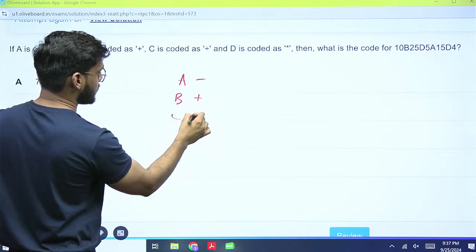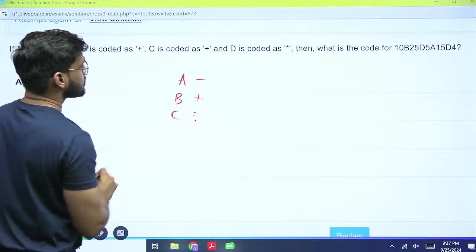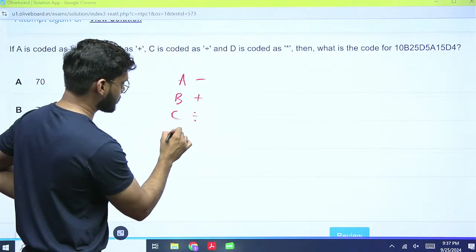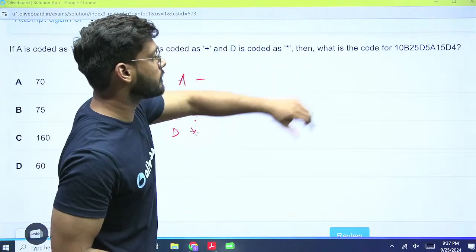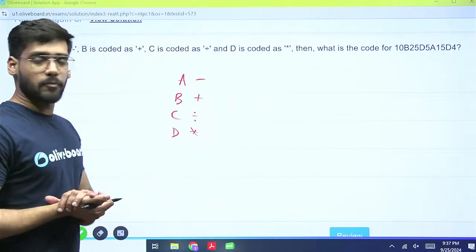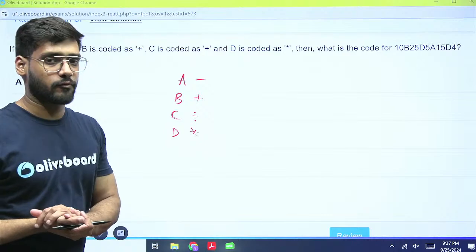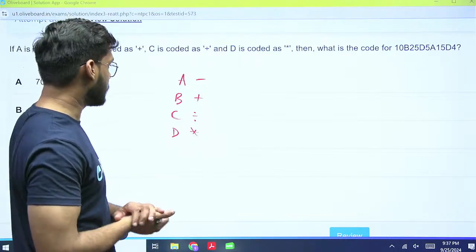C is coded as divide, D is coded as multiply. Then what is the value of 10B, 25D, 5A, 15D and 4? So according to BODMAS, what does the rule say? First we have to use division, and division is used for C.